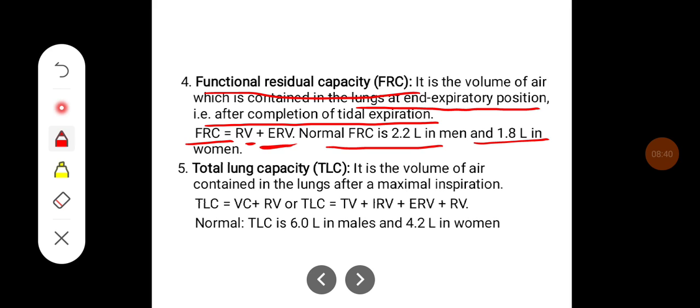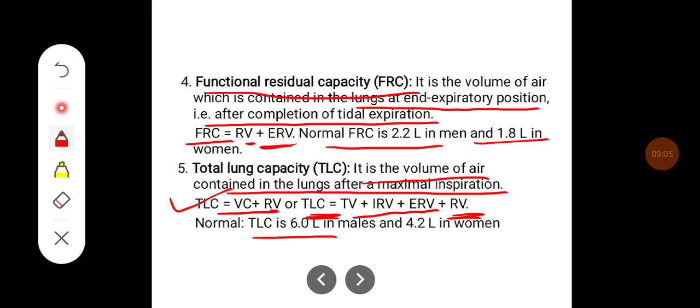Total lung capacity is the volume of air contained in the lungs after maximal inspiration. And thus, total lung capacity can be given as vital capacity plus residual volume, or total lung capacity can be tidal volume plus inspiratory reserve volume plus expiratory reserve volume plus residual volume. Normally, the TLC is 6 liters in males and 4.2 liters in women.